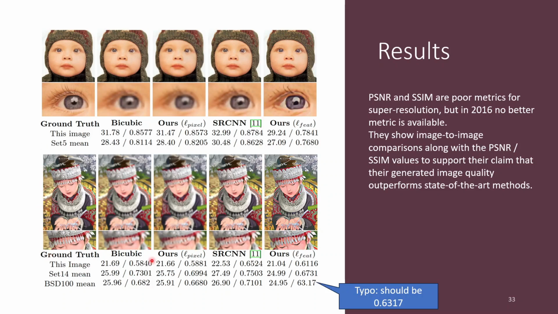Okay, so this is another test set. This image belongs to another set called Set 14. There are 14 images. And BSD100 means Berkeley Segmentation Dataset. There are 100 images, and the resolution is around 300 by 200. It was originally designed for the segmentation task, but it was popular for super resolution in that year.